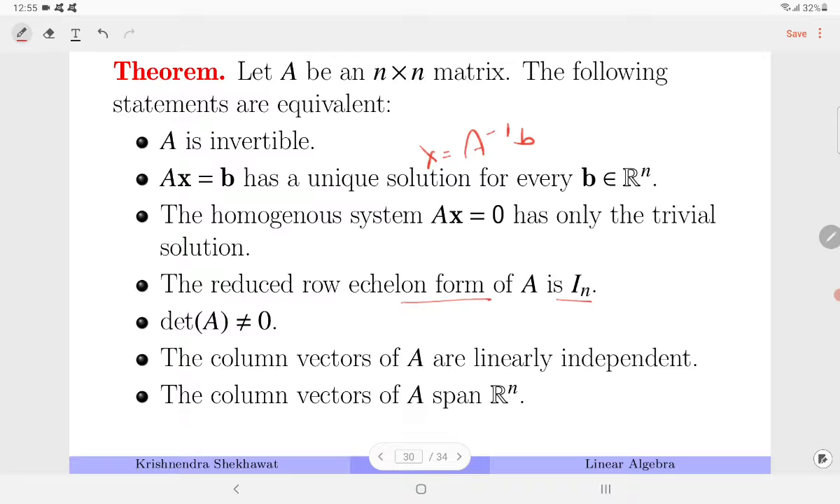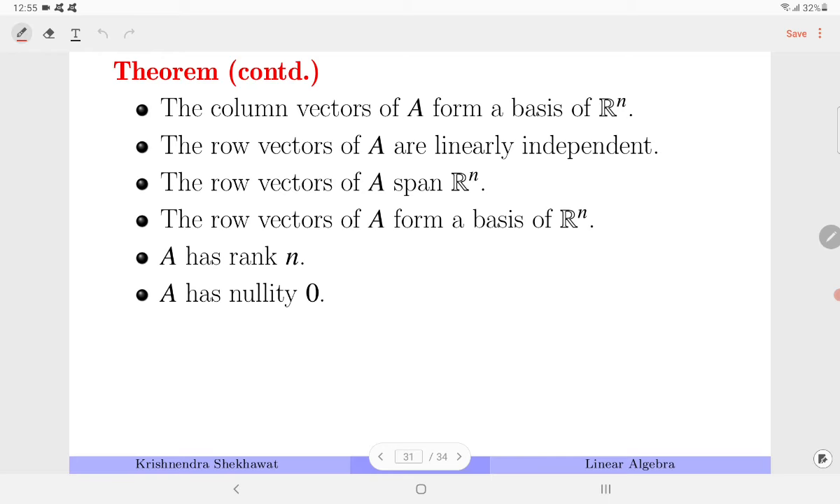RREF is the identity matrix, which means the determinant is non-zero and the matrix is invertible. It means the column vectors are linearly independent in R^n. If they are linearly independent in R^n, it means they form a basis of R^n. Similarly, row vectors are linearly independent in R^n, and therefore form a basis of R^n. And since the matrix is invertible, RREF is In, which means n pivot entries are there, so the rank is n. And from the rank nullity theorem we just discussed, the nullity is 0.